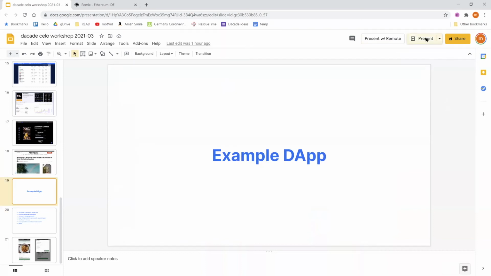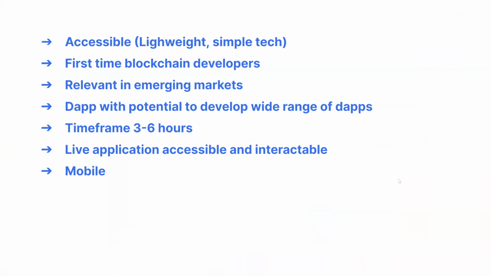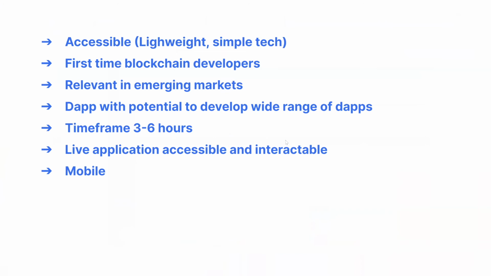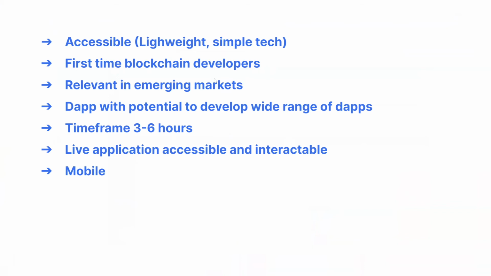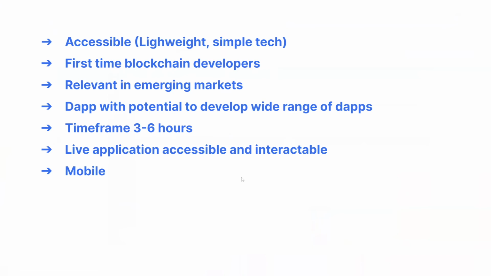Okay, so what are we going to build today? So maybe first, what we thought about, why we are doing this and what we are doing. Basically, we want to make it very accessible. This was the idea behind it, making it lightweight, very simple, easy for first-time blockchain developers. That should also be relevant globally, especially in emerging markets. And then it should also enable, if you can build this, you can do a lot of other things with the functionality that we learn how to do in this DApp.